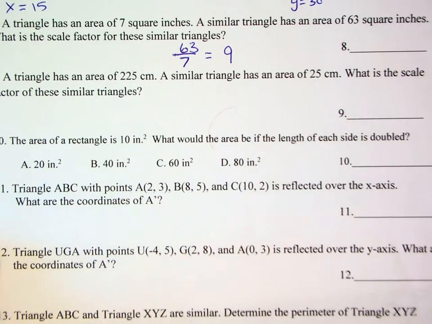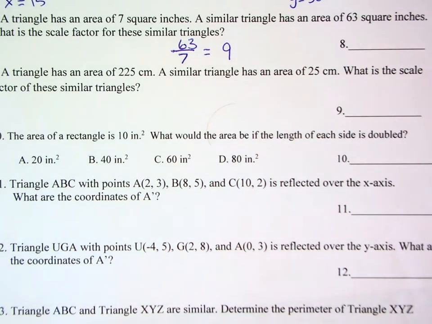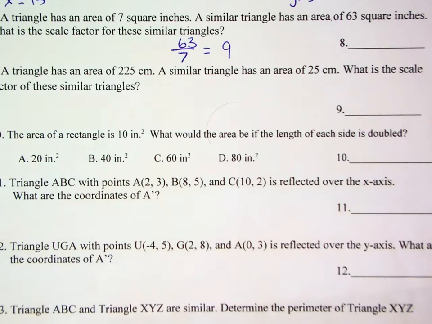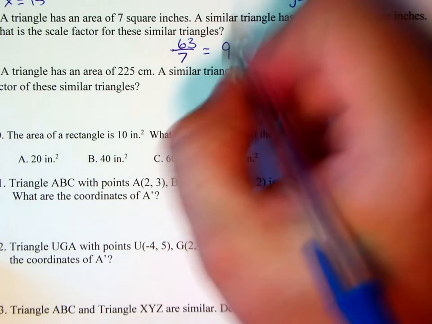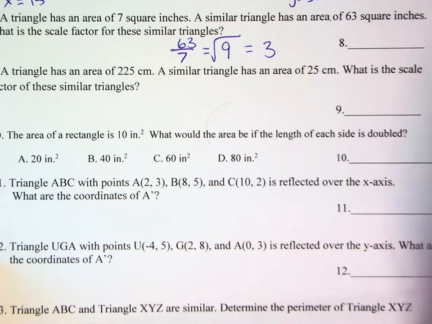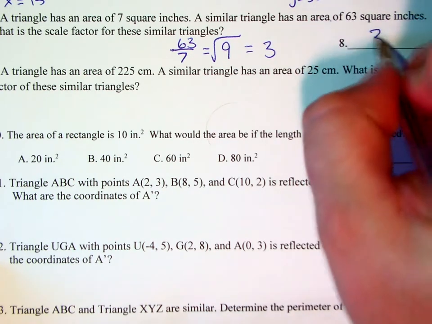And you should remember from the previous page problem, number 5a and 5b, the scale factor for area is a squared value, so we want to then find the square root of this solution. Square root of 9 is equal to 3. So the scale factor would be 3.